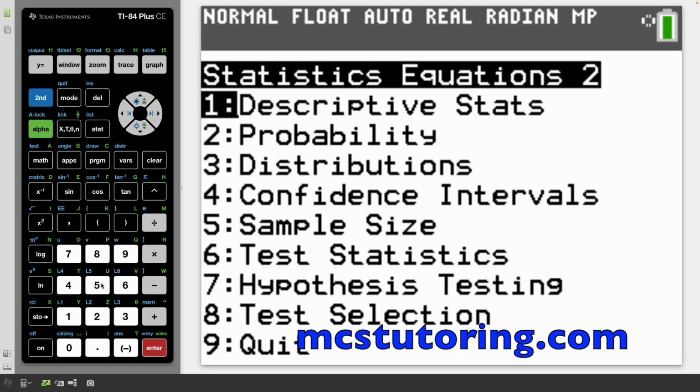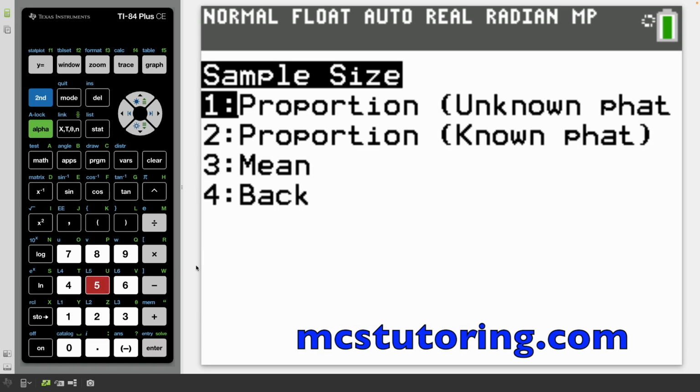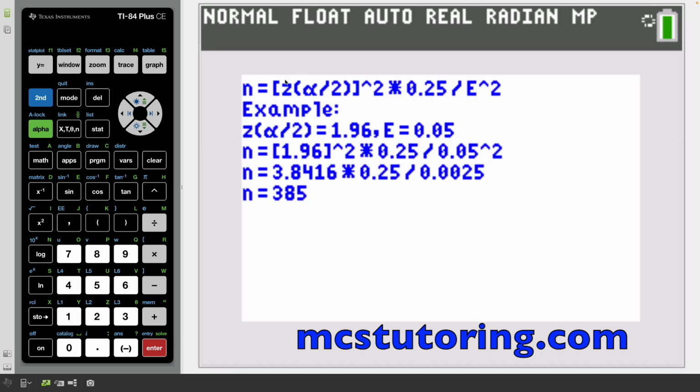So let's go on to sample size, something I wish I had known a lot better when I was taking stats. So we've got a proportion with an unknown p hat or a known p hat. Let's do unknown p hat. So we've got n equals z-score alpha over 2 squared times 0.25 divided by E squared. Gives an example of some numbers and walks you through it. So you need a sample size of 385 there.